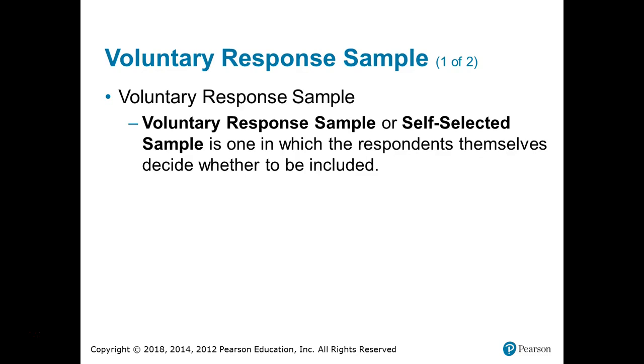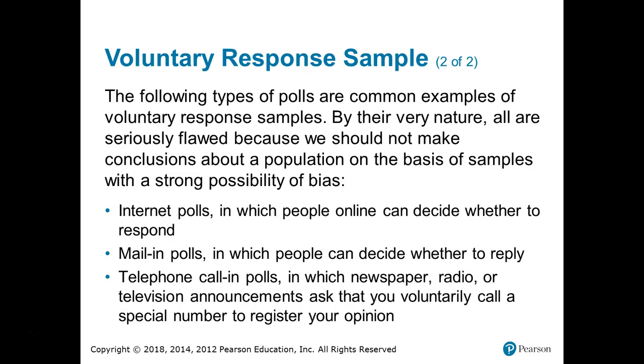So talking about different ways to collect data. One is a voluntary response sample. So again, we're talking about different ways that data can be collected. And a voluntary response or self-selected sample is one in which the respondents themselves decide whether to be included. So it has inherent biases because it's voluntary. People can choose to talk about it or not talk about it. So they are seriously flawed because we should not make conclusions about a population on the basis of samples with a strong possibility of bias.